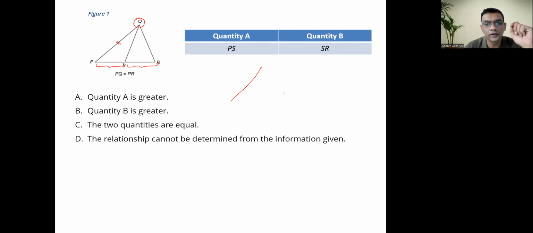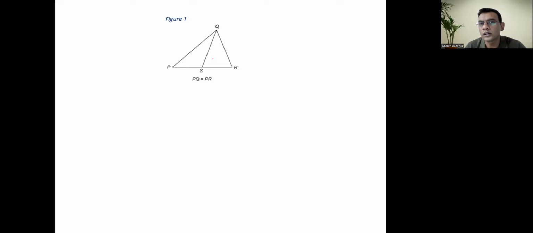So if I have a triangle where I say that PR and PQ are equal, and I'm drawing a line from Q all the way to PR, where should this line come? Should it come on the center of the line PR? Not necessarily, right? The line from Q can come anywhere on the side PR. So it can come closer to R or it can come closer to P. It can come anywhere. Means that I'm not sure whether this point S is closer to P or closer to R. So what can happen?